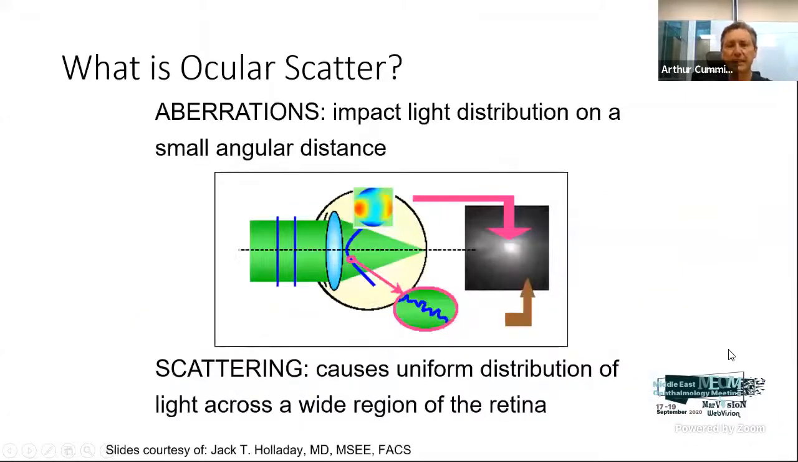So what is ocular scatter? Aberrations impact light distribution on a small angular distance, and aberrations we know a lot about. We've been speaking a lot about them today: coma, trefoil, tetrafoil, those kinds of things. But scattering is something else. It causes a uniform distribution of light across a wide region of the retina.